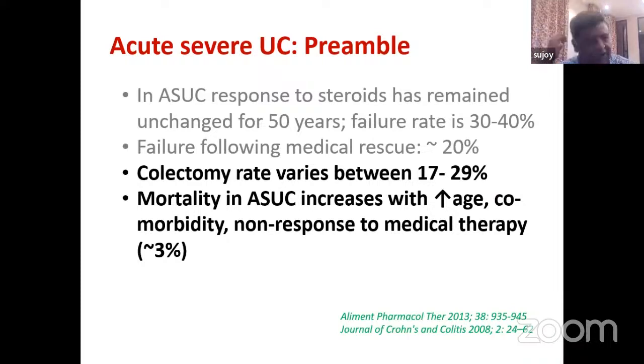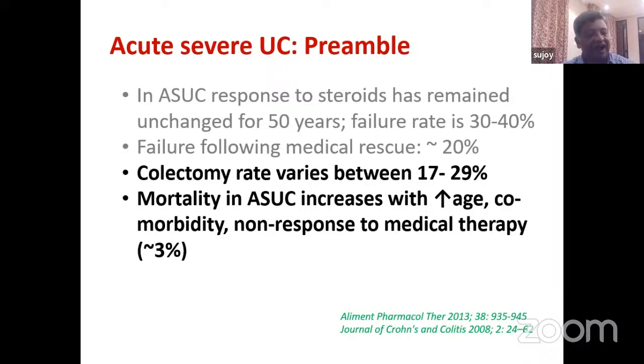In acute severe ulcerative colitis, response to steroids has remained unchanged for the last 50 years. The failure rate is around 30 to 40%, and the failure following medical rescue for failed steroid therapy is a further 20%. So the colectomy rate currently varies between around 17 to 29%. The mortality in acute severe ulcerative colitis increases with age, comorbidity, and non-response to medical therapy. It has been shown in many studies that if there is a medical rescue and that also fails, a second medical rescue should not be attempted because the mortality increases prohibitively.